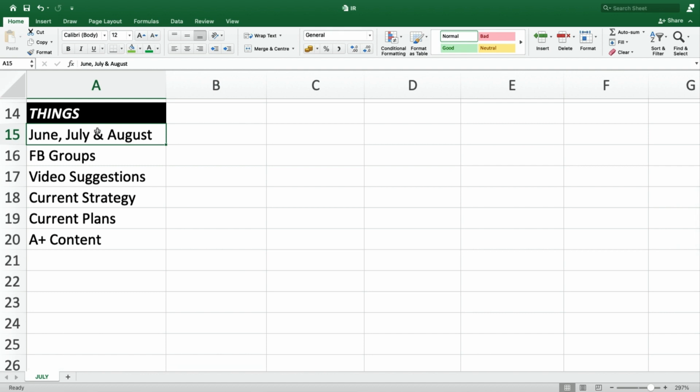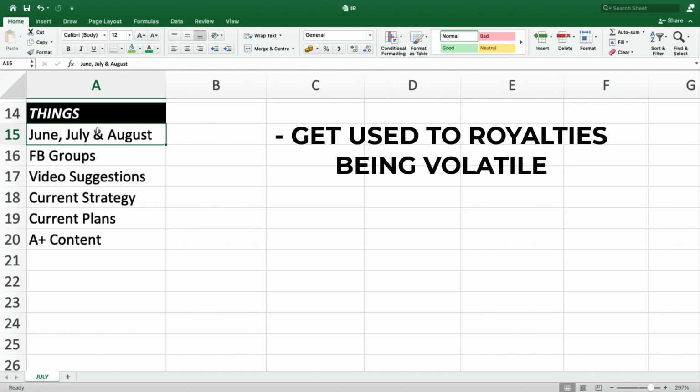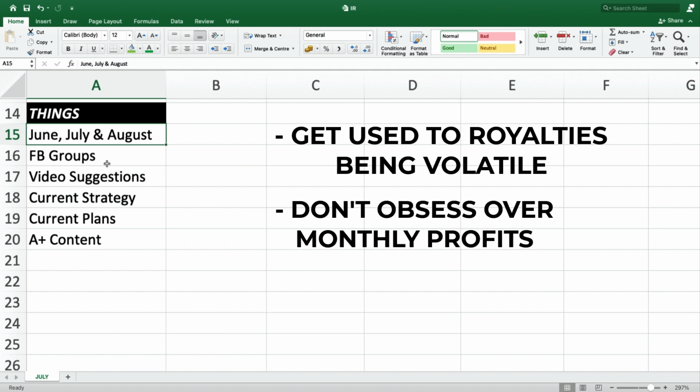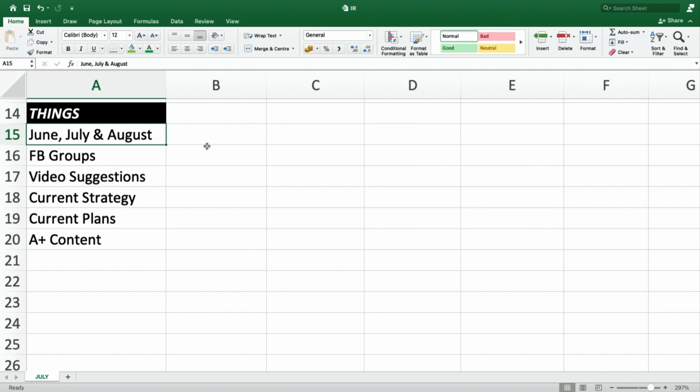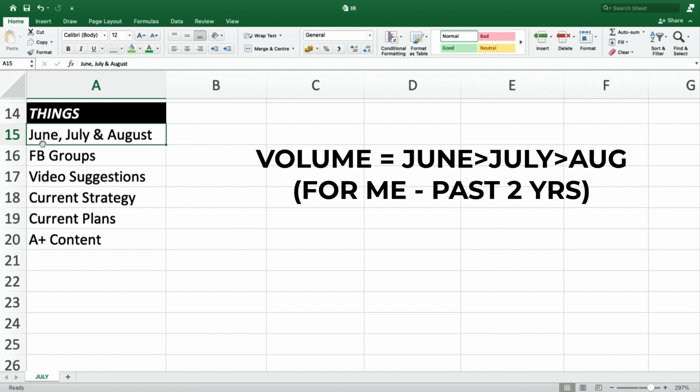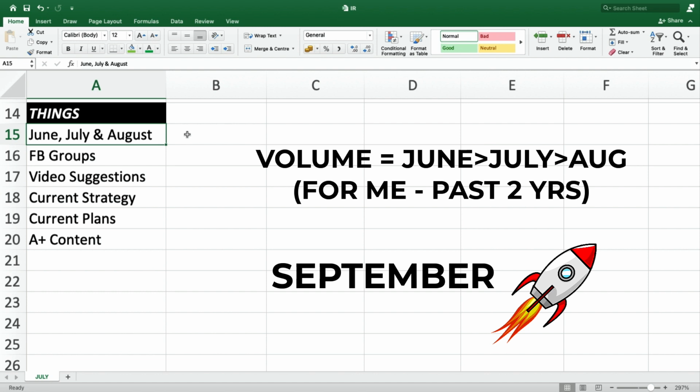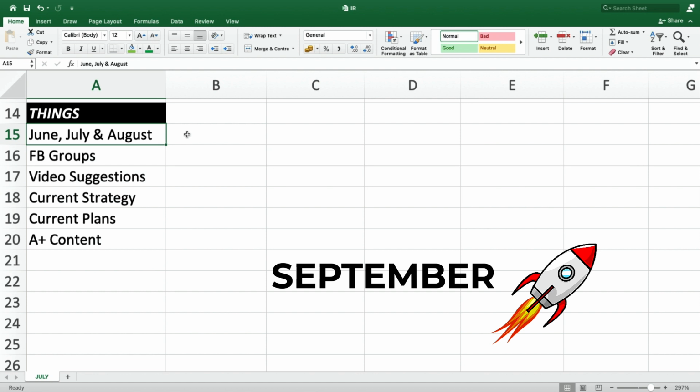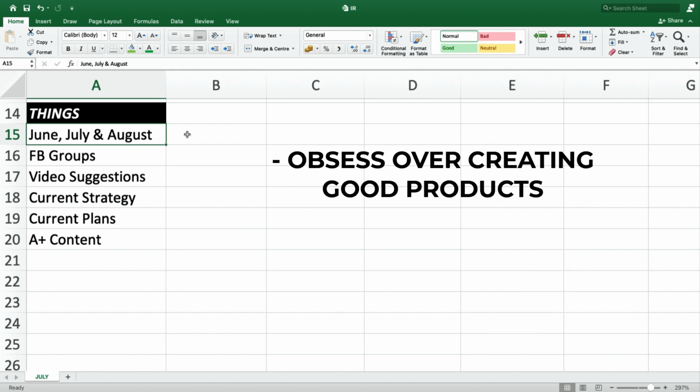June, July, August. So like I just said, I've been seeing a lot of people post in Facebook groups, basically worried that their sales are extremely low for the past couple of months. And so like I just said, June, July and August are usually very low volume months. It has been the same pattern for me for the past 2 years or so. June is bad, July is worse, and August is even worse. But from September, it starts going up again. So don't worry about low sales, just be focused and continue publishing and marketing well.